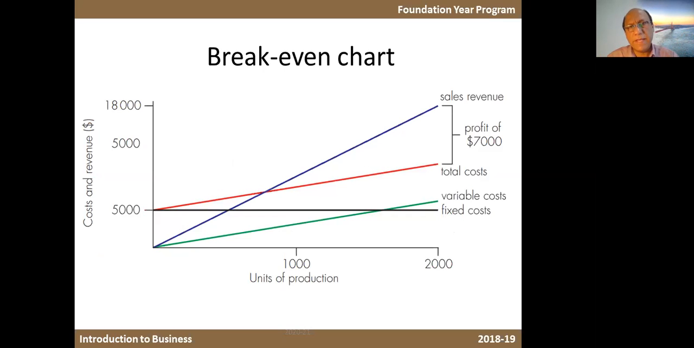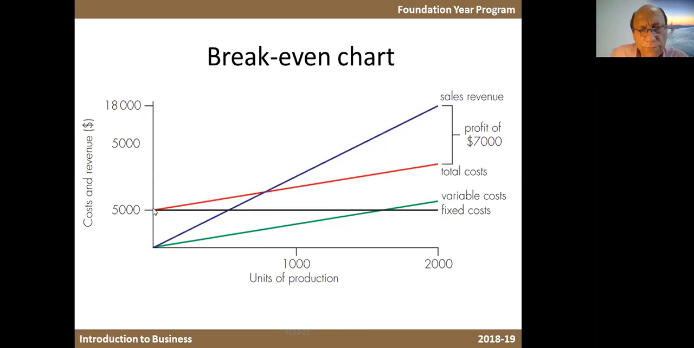So next one is the break-even chart. This is very important. On the x-axis is the production units. So the number of production in a bakery may be cakes. In a university, as if it is a business, it is the number of graduates. In a hospital, the number of patients, and in an airport, the number of passengers. So different businesses have different units. On the y-axis is cost or revenue. This is in dollars.